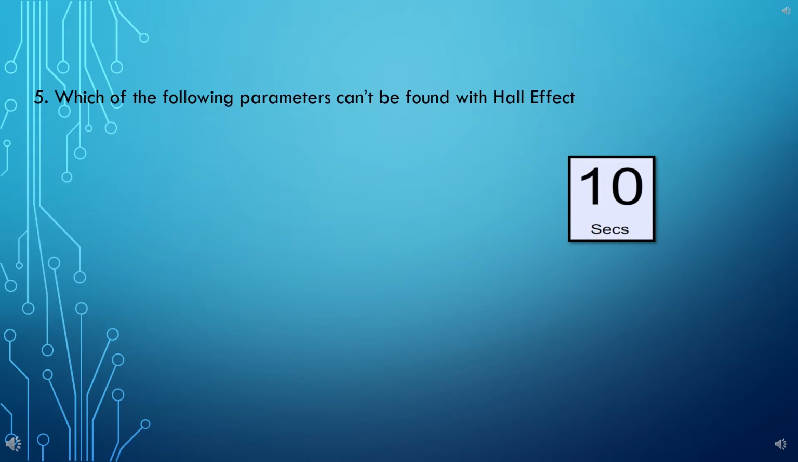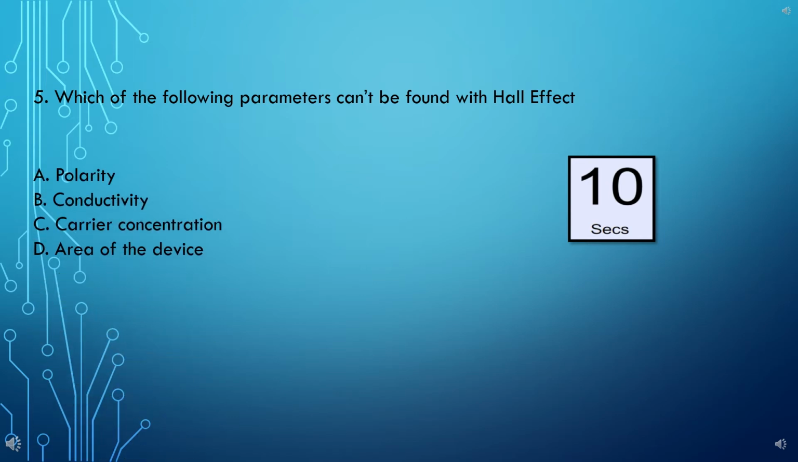Which of the following parameters can't be found with the Hall effect? Option A. Polarity. B. Conductivity. C. Carrier concentration. D. Area of the device. Answer: area of the device.